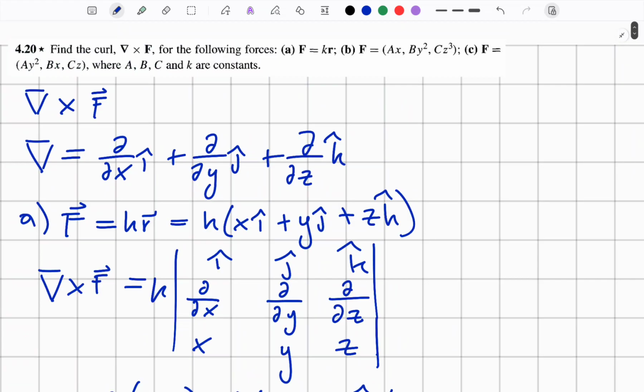And yeah, if you hadn't seen curl before, you're just taking your nabla or del operator, which is del over del x, del over del y, and the z component of that, and taking the cross product of that with your force.